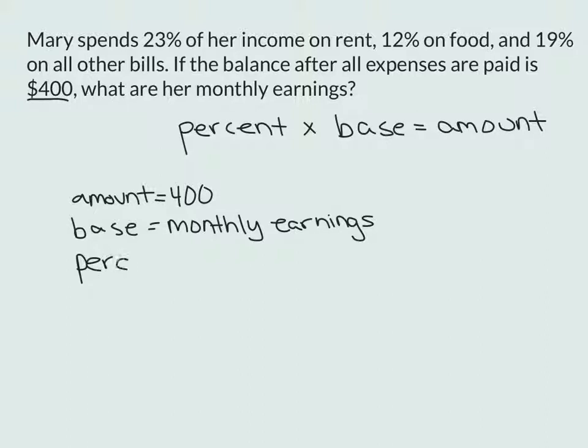So the percent that we'll use in our formula is equal to 23% plus 12% plus 19%. And when you add up those values, we get a total percentage of 54%. Now remember, in order to use a percent in a formula, we need to first convert it to a decimal. So we'll divide 54% by 100 to get 0.54.